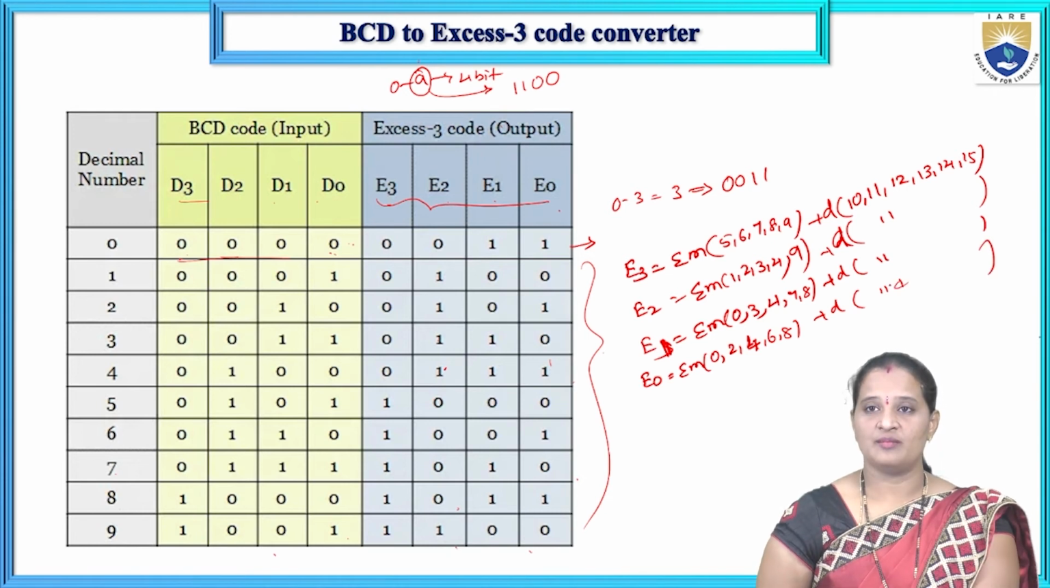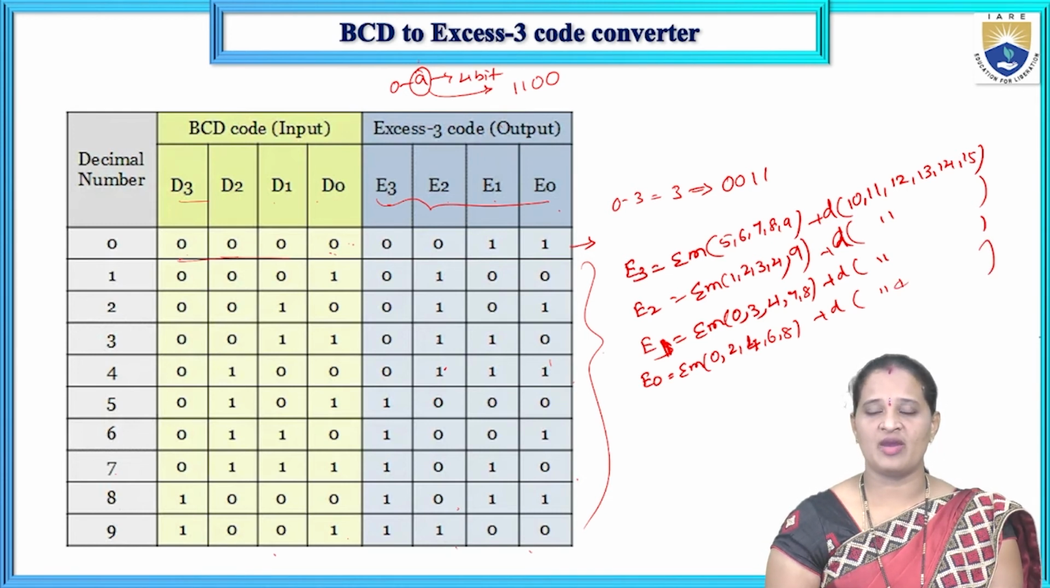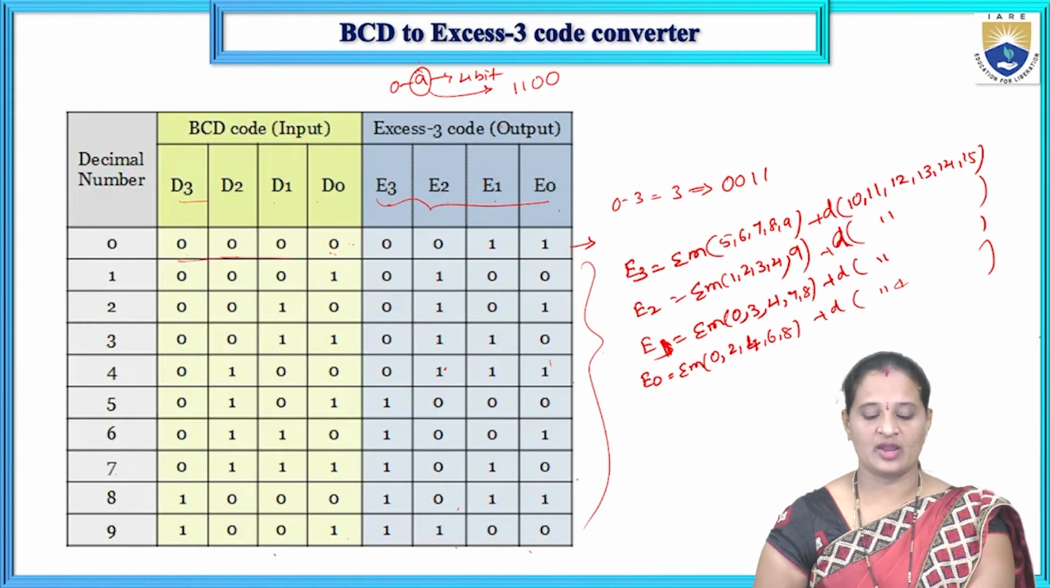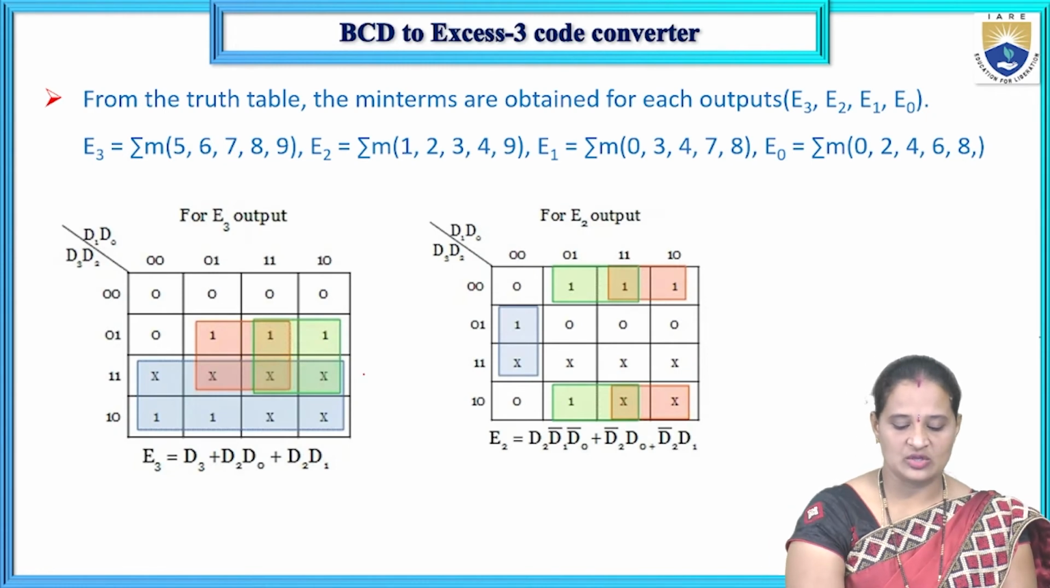So now by using this, we need to draw the K-map and get the simplified Boolean expression. How many variable K-map is required? 4 variable K-map. So these are the 4 variable K-maps for E3.